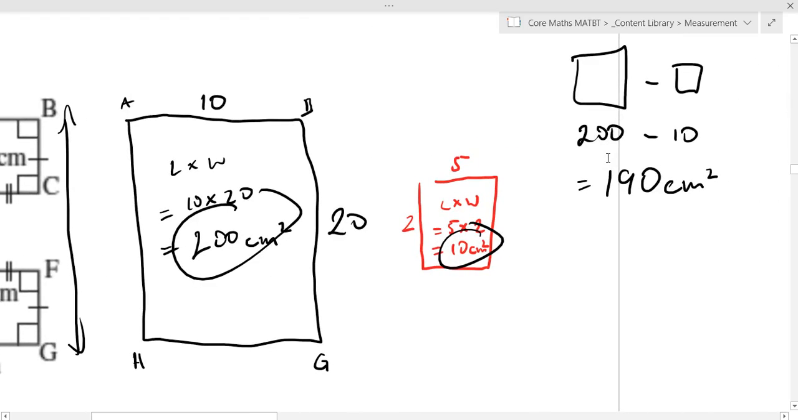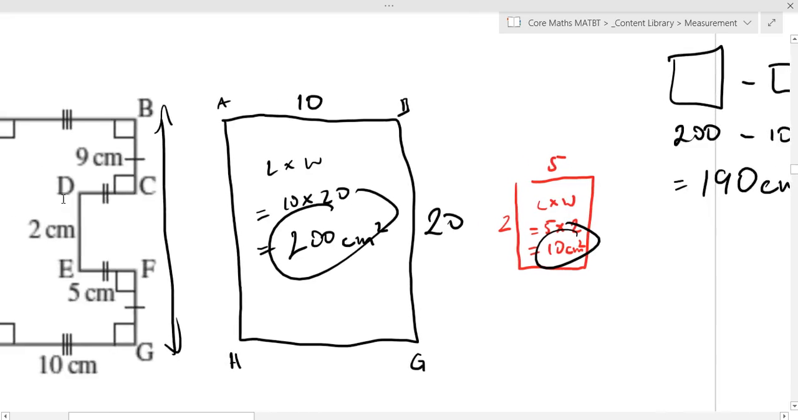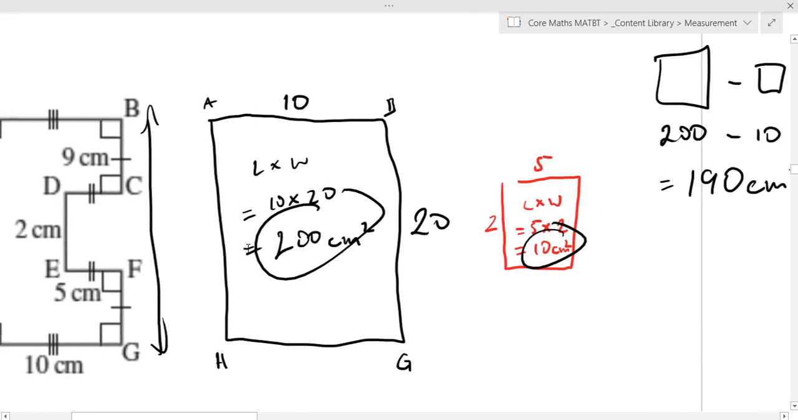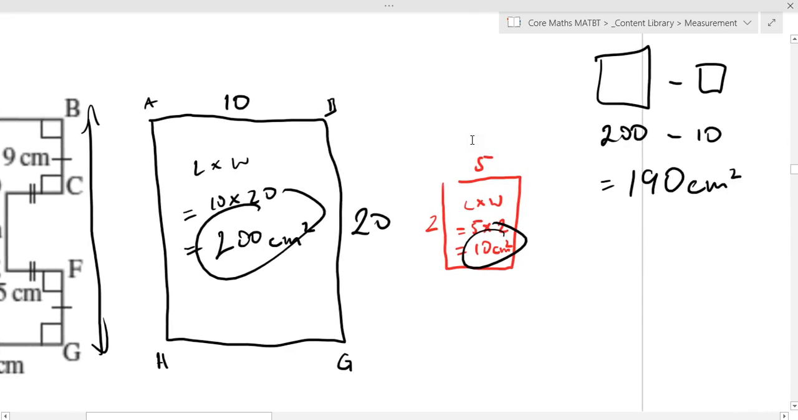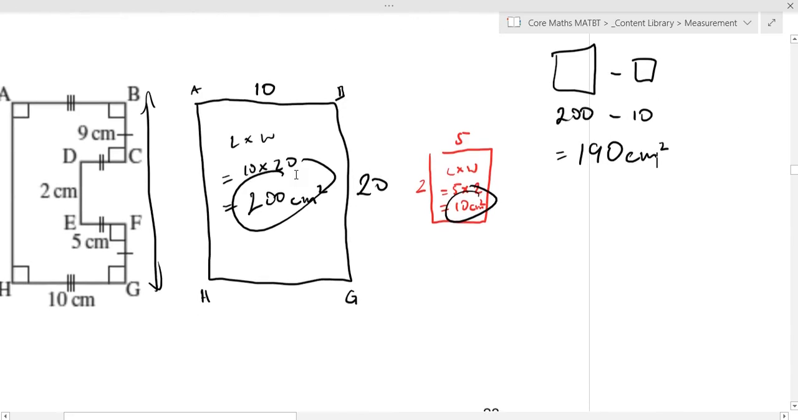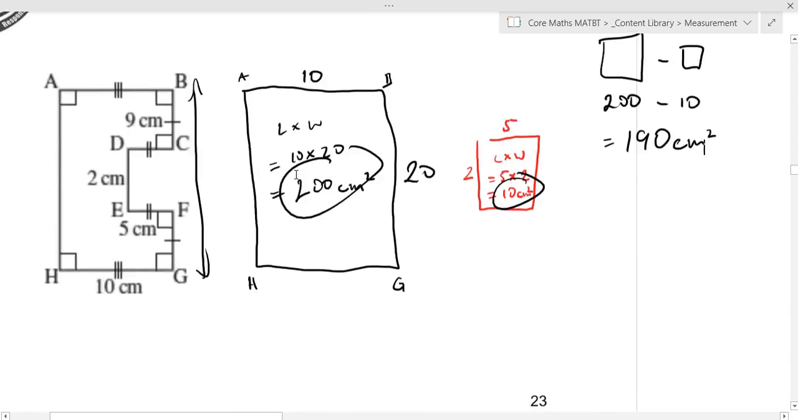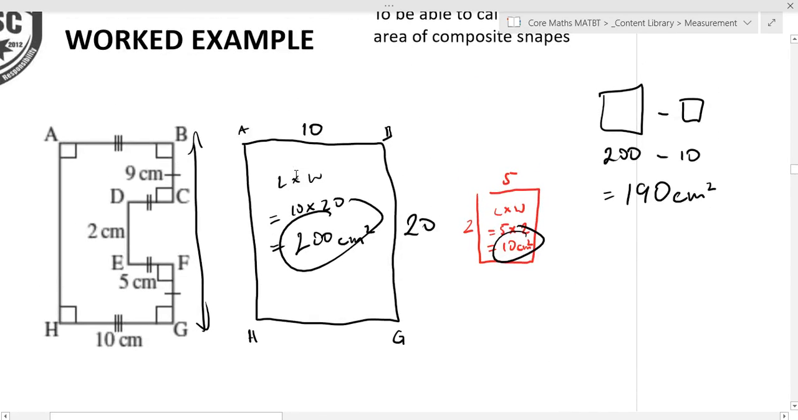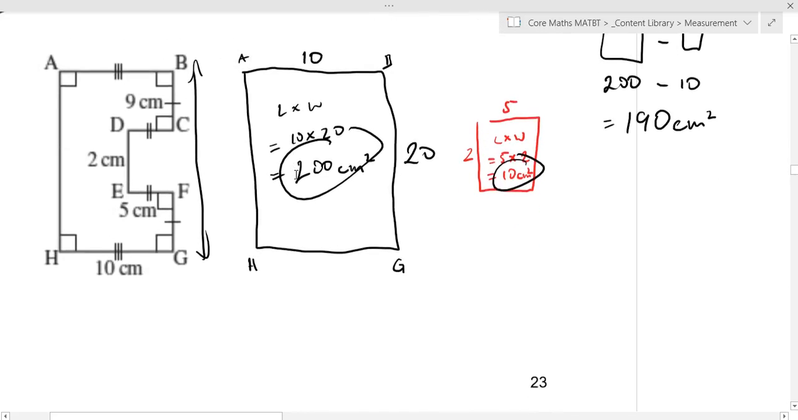You can do it the other way, where you broke it up into 3 shapes. That's fine as well. But this is the premise for this one: sometimes you'll need to minus some of the areas, depending on the shape. Everybody copied it down? All right, we're going to move on.